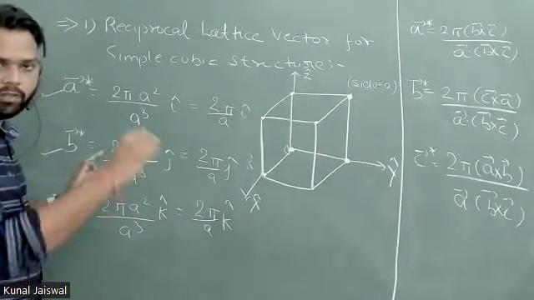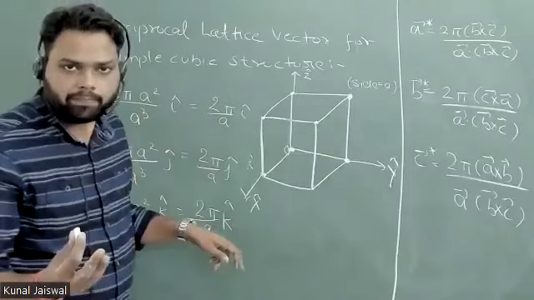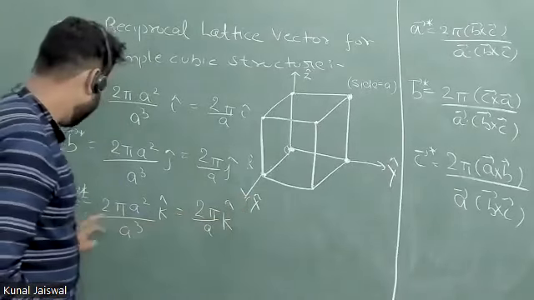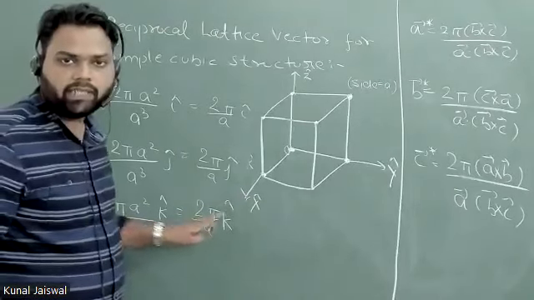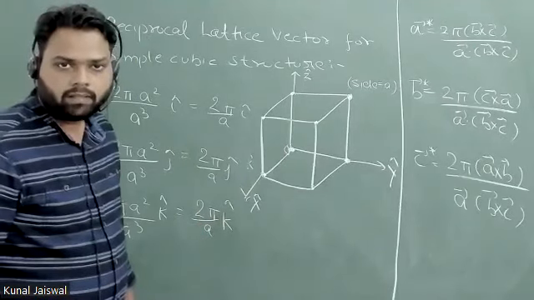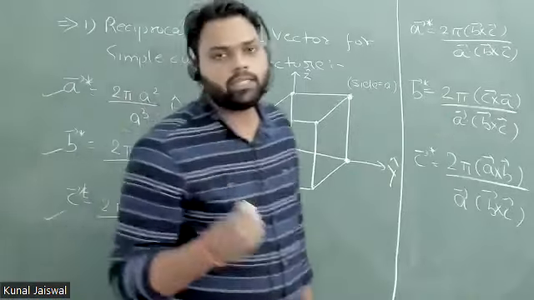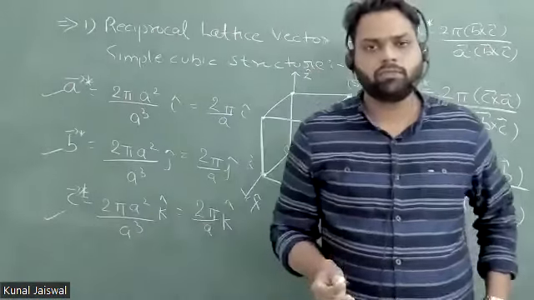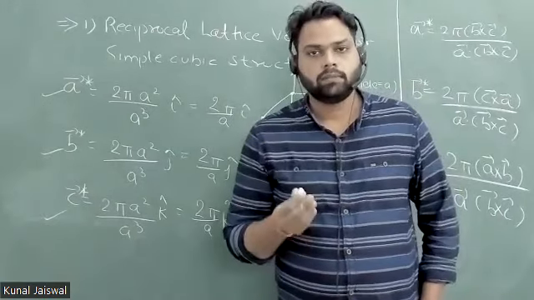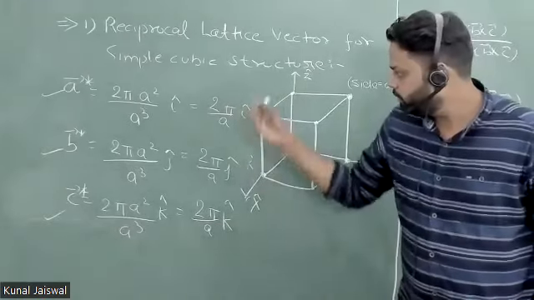For the direct lattice, what was the B vector? a j cap. And what are you getting? 1 upon a j cap. For the C vector, what was the direct lattice vector? a k cap. And here we are getting 1 upon a k cap. So it implies that the reciprocal lattice of simple cubic is what? Simple cubic itself. The reciprocal of simple cubic is simple cubic.